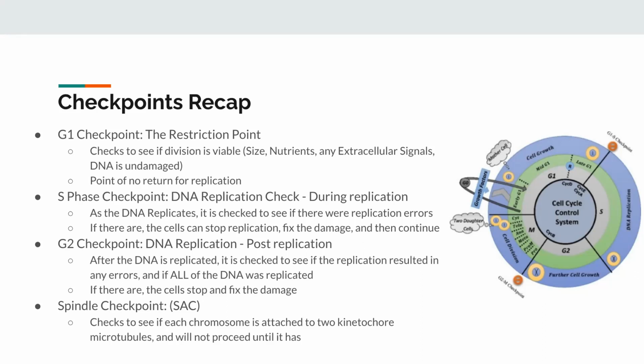And then during M, you have the spindle assembly checkpoint, which checks to see that each chromosome is attached to 2 kinetochore microtubules and will not proceed until each chromosome has been attached to 2 kinetochore microtubules. Make sense? Okay. This right here, not this exactly, but something to this effect.